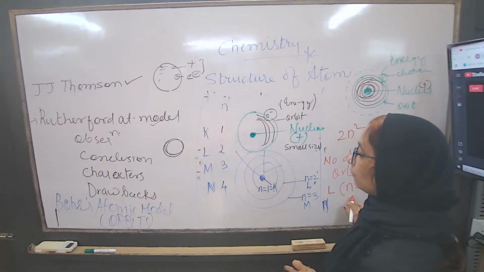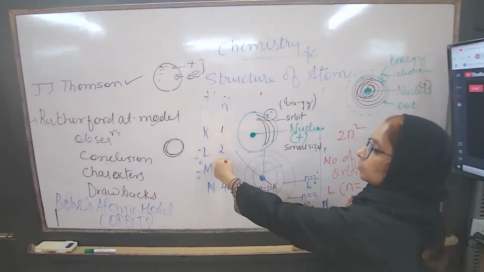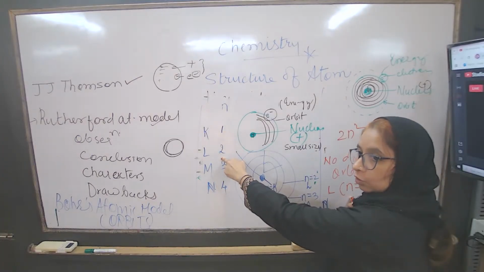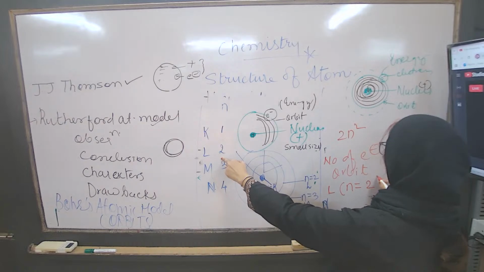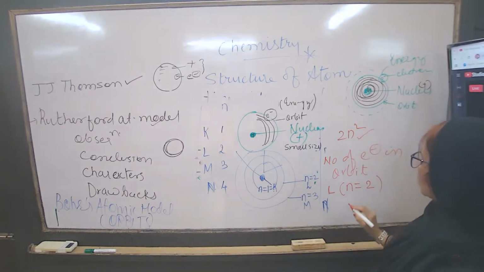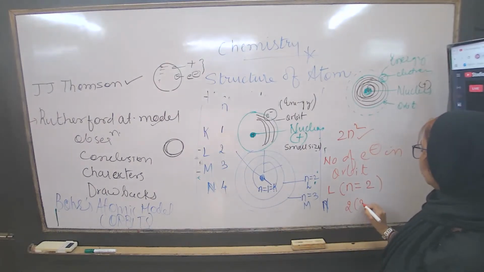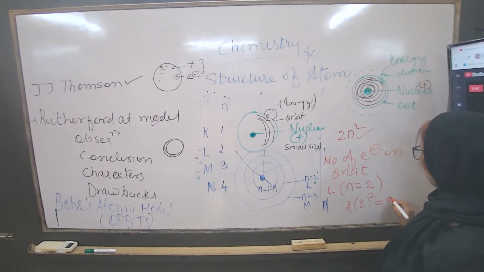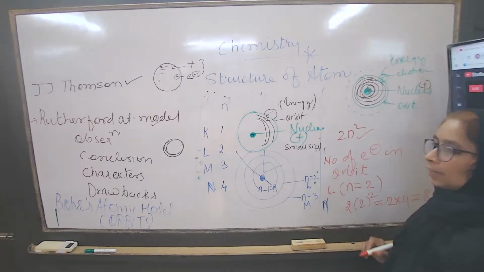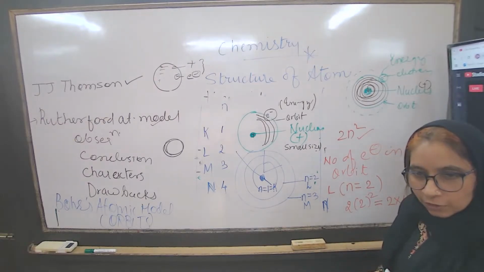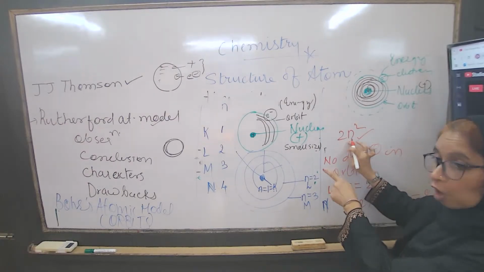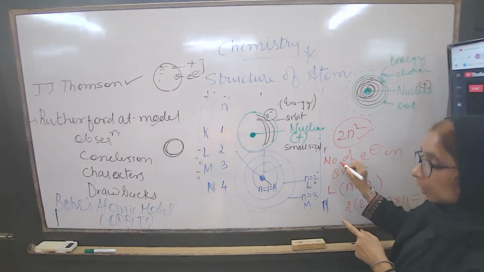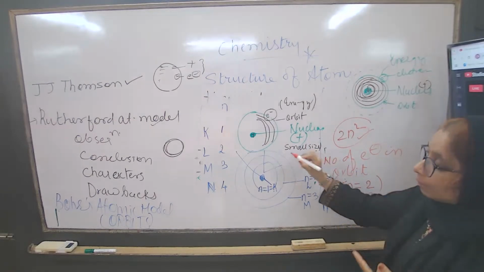What is the value of n? Look at this value. n is equal to 2. Now put this 2 in this formula: 2 into 2 square. 2 into 2 square is how much? 2 into 4, which is equal to 8. Understood? So this formula is for finding the number of electrons in a particular orbit.